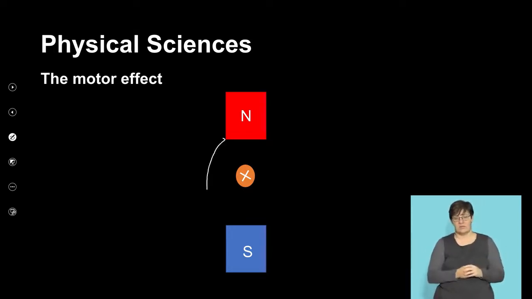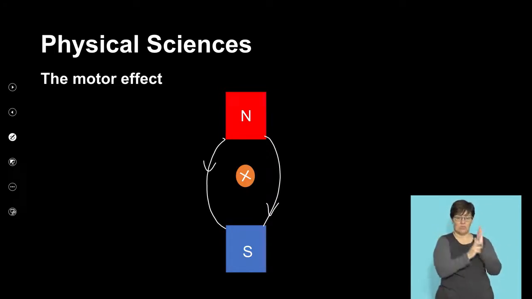And so we can draw that in from the north to the south. But we also recognize that we can use our right-hand rule to show the magnetic field around the current-carrying conductor. Now, do you remember the right-hand rule?